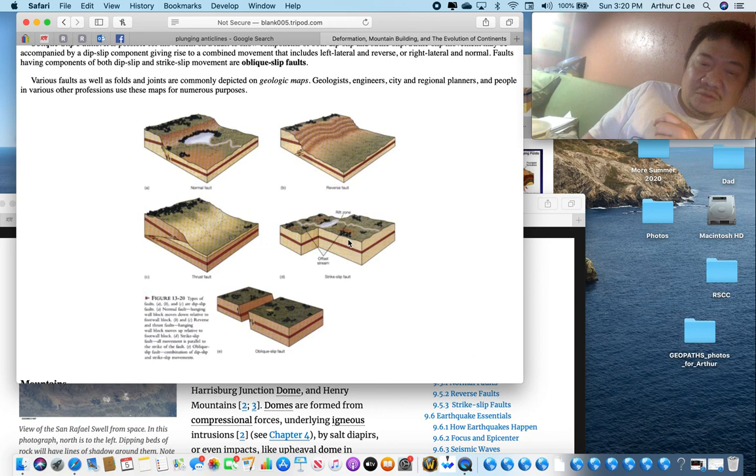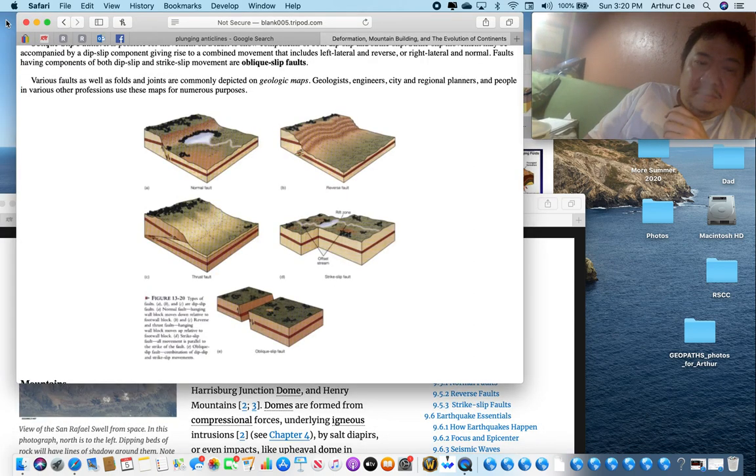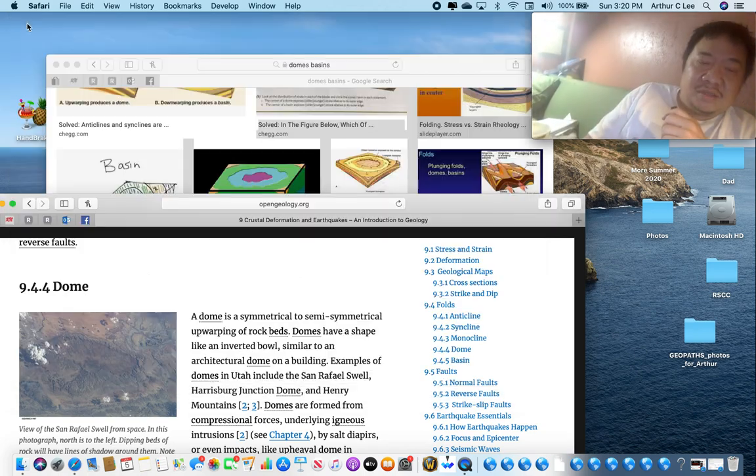Left, the strike slip fault. Is this a right lateral or a left lateral? It's a left lateral. Strike slip fault. It's a left lateral strike slip fault.